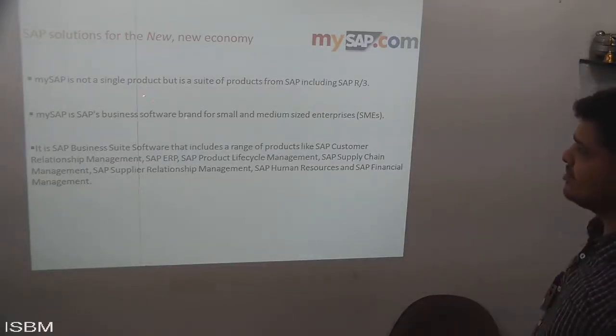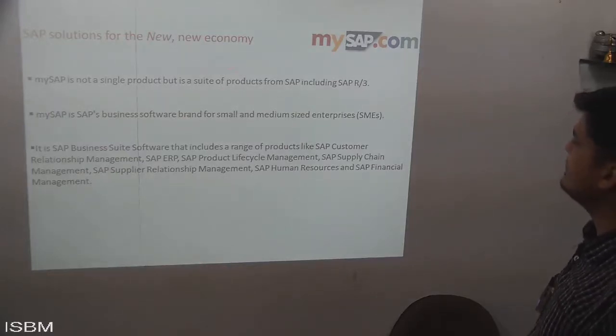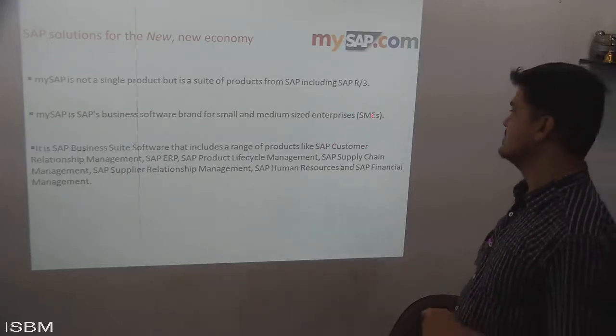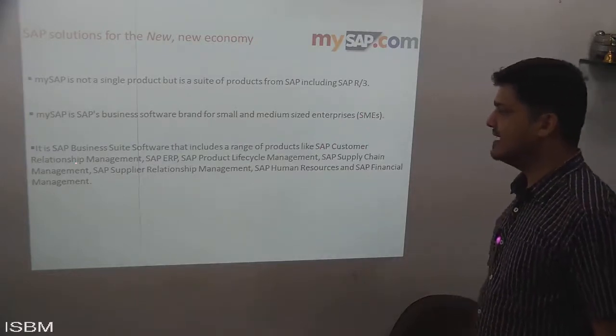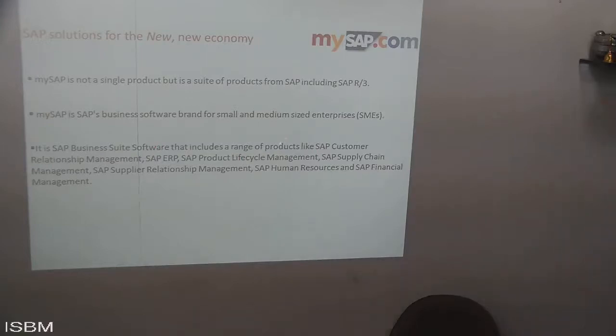mySAP is a SAP business software brand for small and medium-sized enterprises. Basically, mysap.com is for SMEs, small companies. It is a SAP business suite software that includes a range of products like SAP Customer Relationship Management, SAP ERP, SAP Product Lifecycle Management, SAP Supply Chain Management, SAP Supplier Relationship Management, SAP Human Resource, and SAP Financial Management.